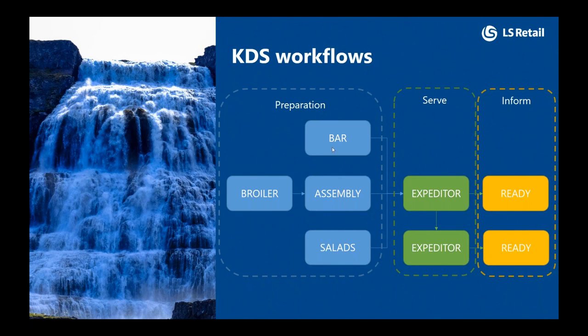And then from the bar and the salad stations, you will get some other items and they will be ready at the expediter. And if you have a customer-facing display, when you bump the chit or the kitchen order ticket from the expediter, it will show up on the ready screen of the customer-facing display.